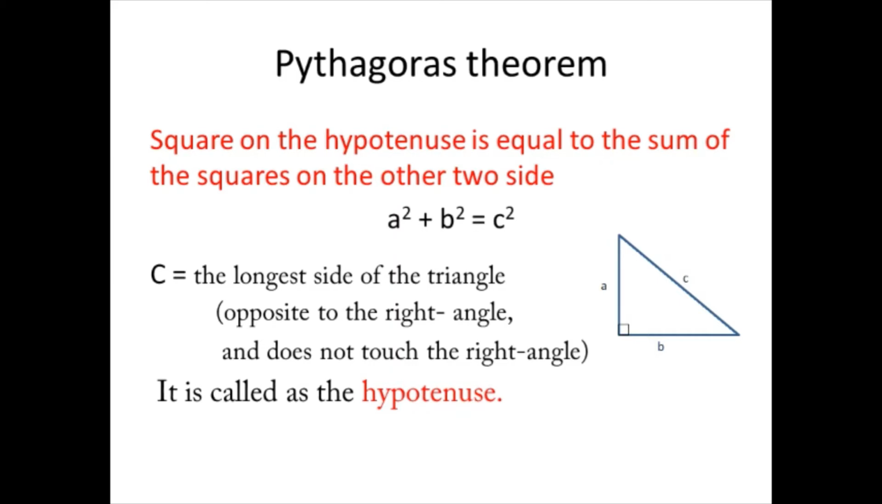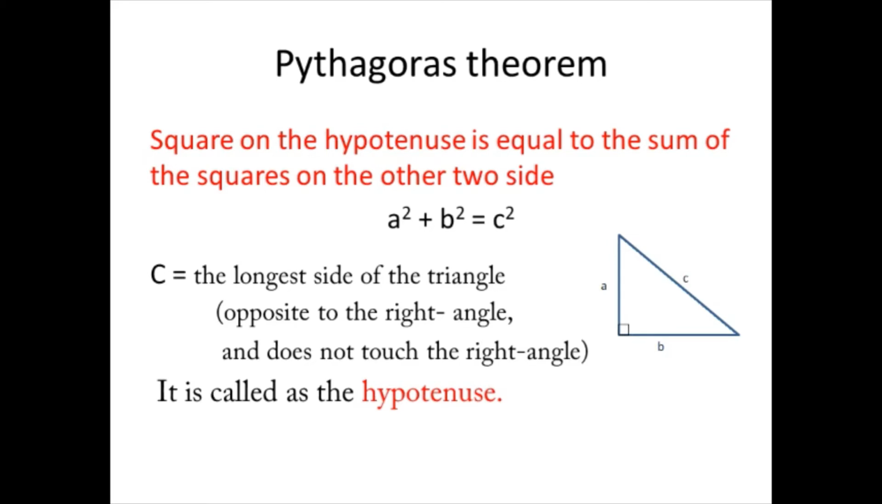First of all, it should be in a right angle triangle. Square on the hypotenuse. What is the hypotenuse? Hypotenuse means the longest side, that is C here. So the square on the hypotenuse, meaning you make the side square, is equal to the sum. Sum means total. Sum of the squares on the other two sides.